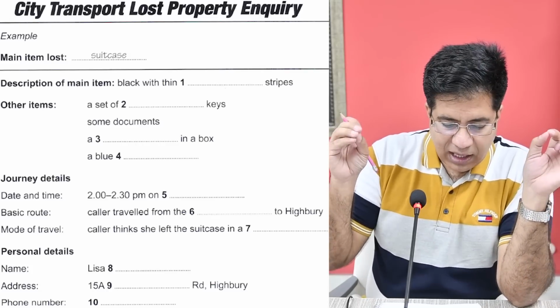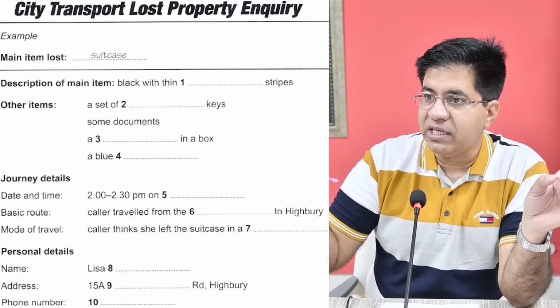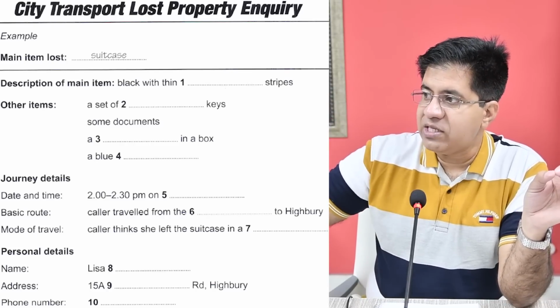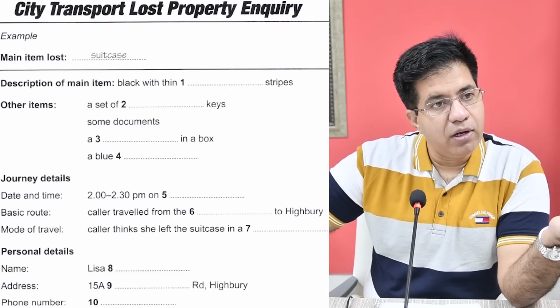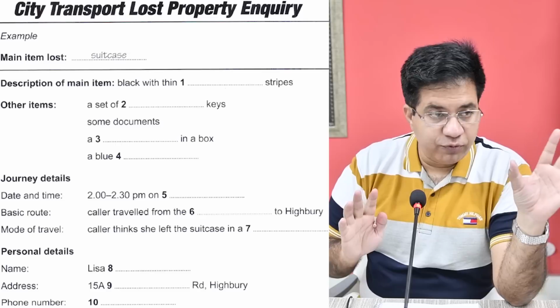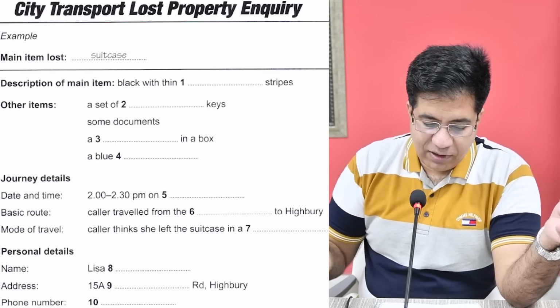For example, a bunch of home keys. A bunch of home keys means a set of home keys. So the answer will be home, because "set of" is already there and "keys" is already written. So just focus on "bunch of", and whatever they say after "bunch of", that will be your answer.